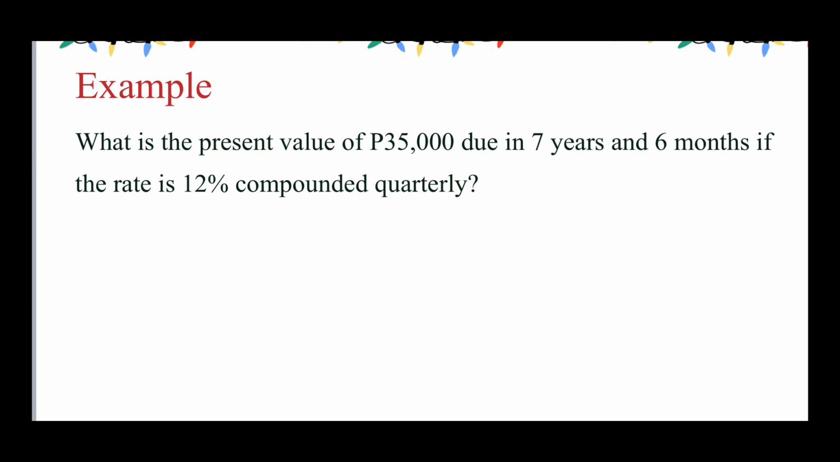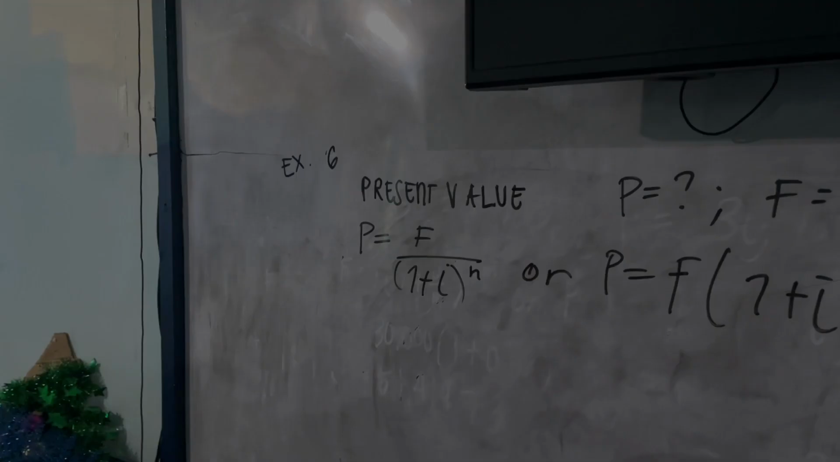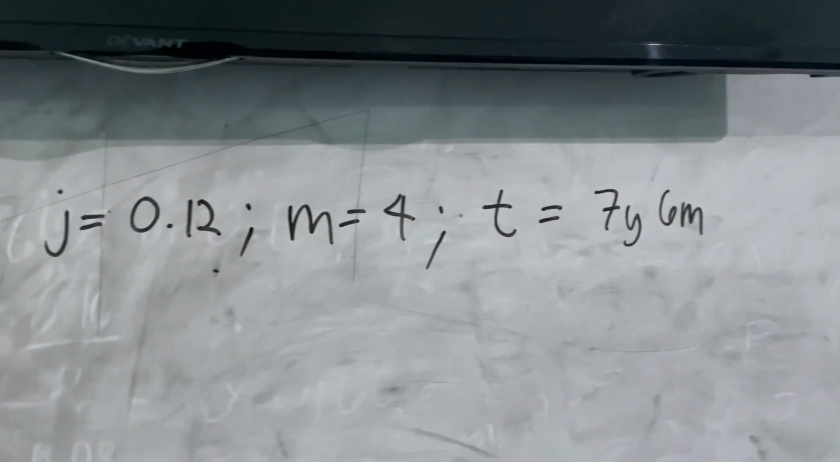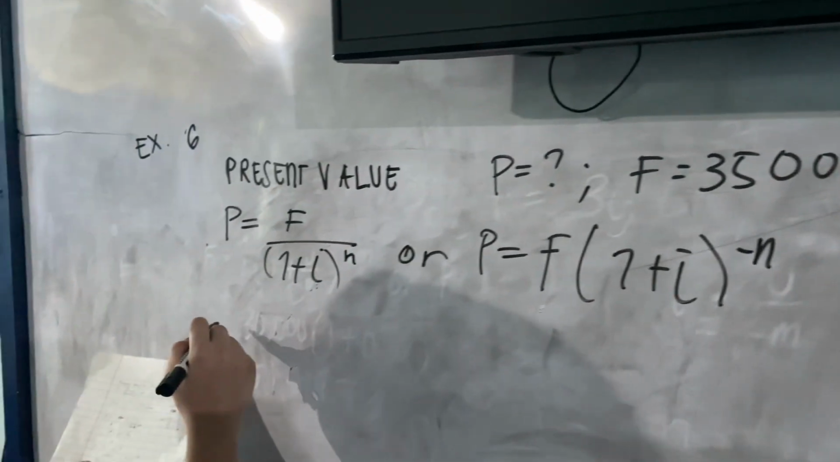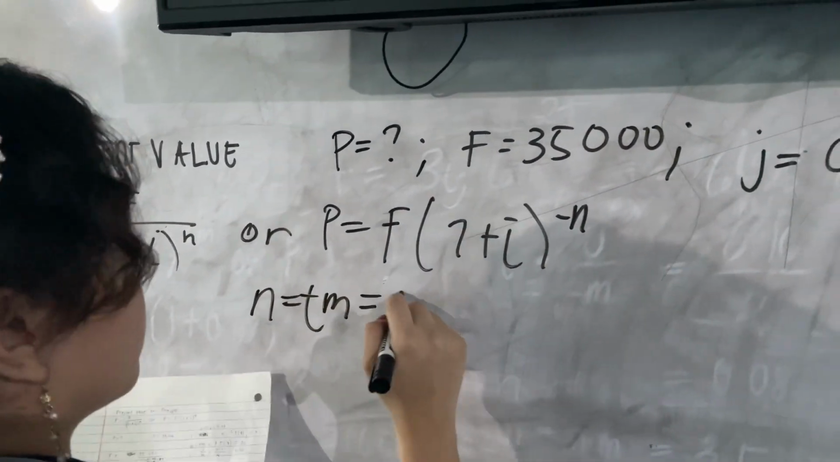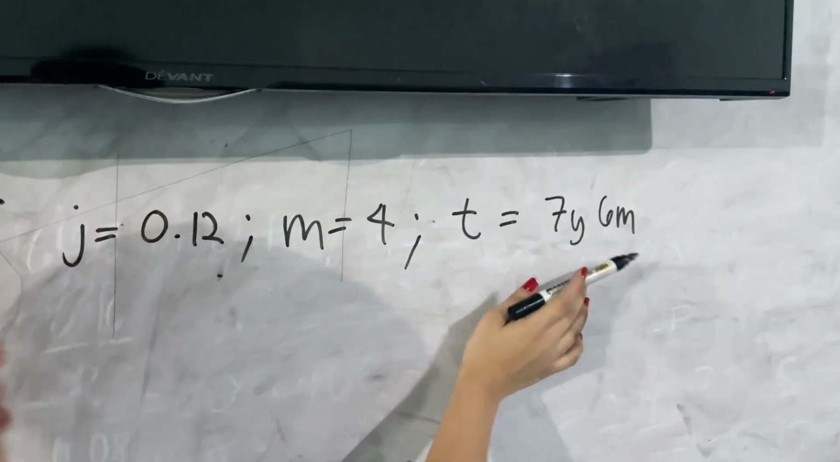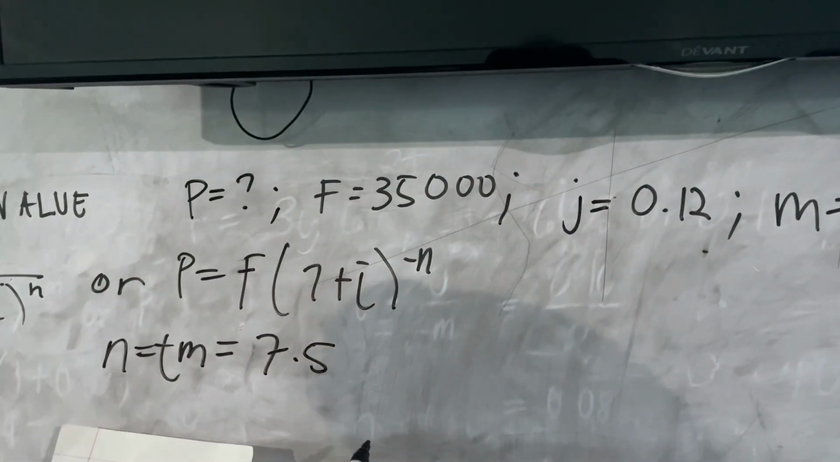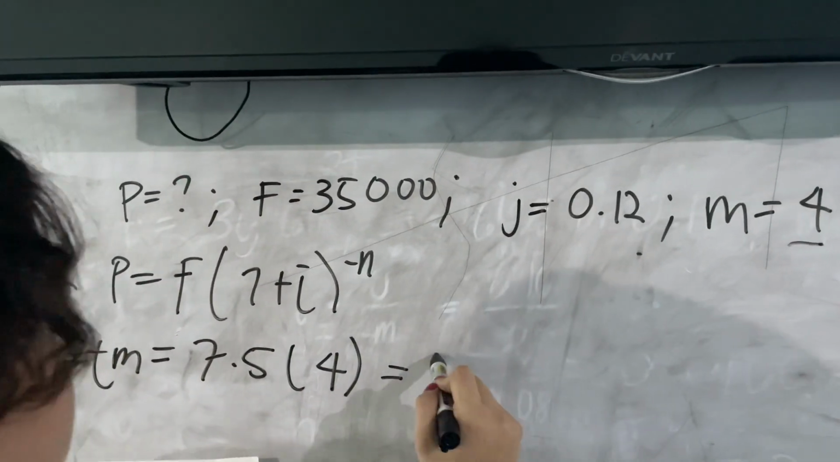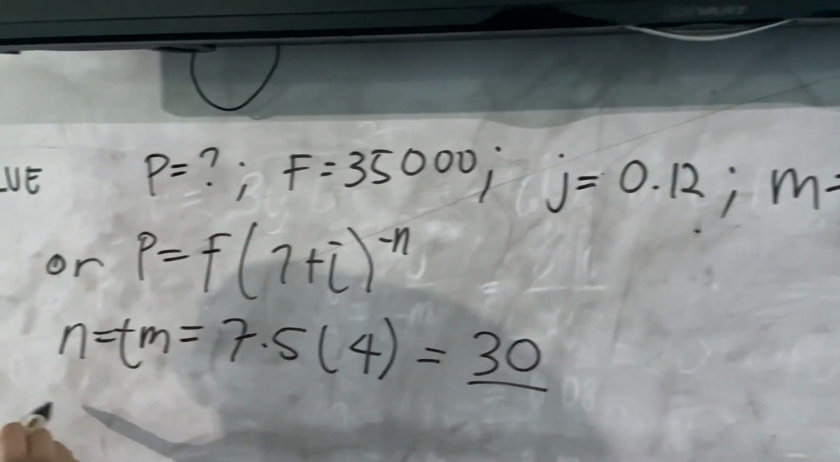Let's try an example. What is the present value of 35,000 pesos due in 7 years and 6 months if the rate is 12% compounded quarterly? We will use the formula P equals F over the quantity of 1 plus i raised to n. Let us look for n first. Our t is 7 years and 6 months, or 7.5. Our m is 4 because it is compounded quarterly. 7.5 times 4 is 30.